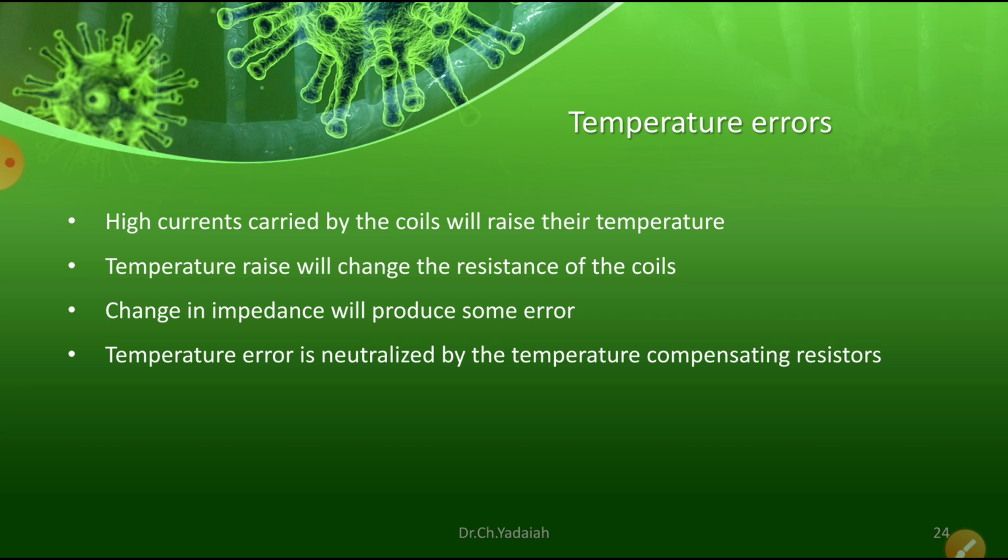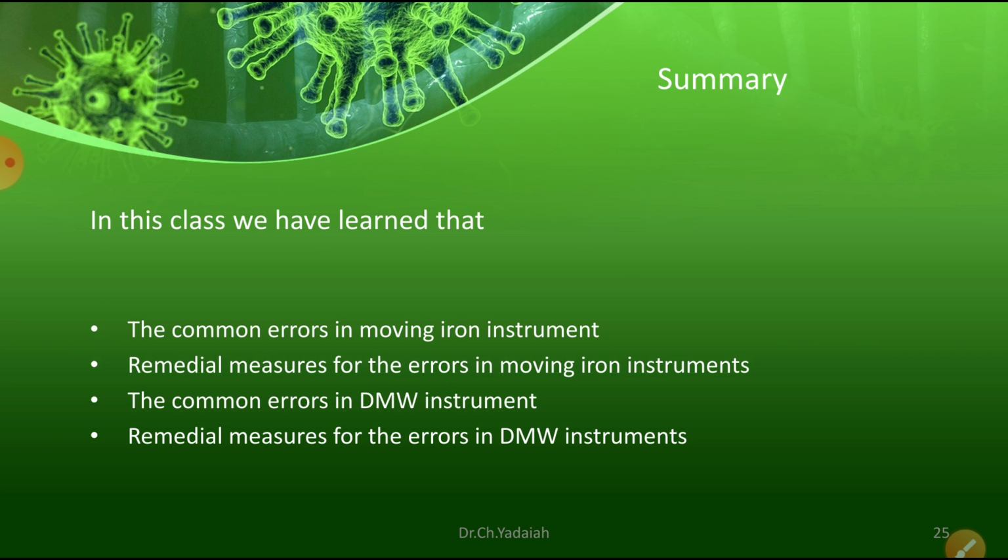Now let us summarize what we have seen in this class. So in this class we have learned the errors in moving coil instruments, errors in moving iron instruments, and errors in dynamometer instruments. At a glance, I am going to summarize it.